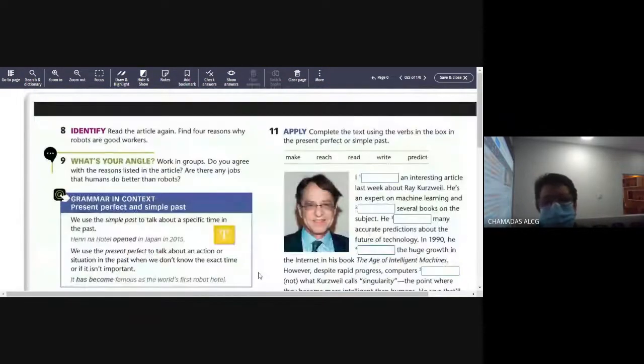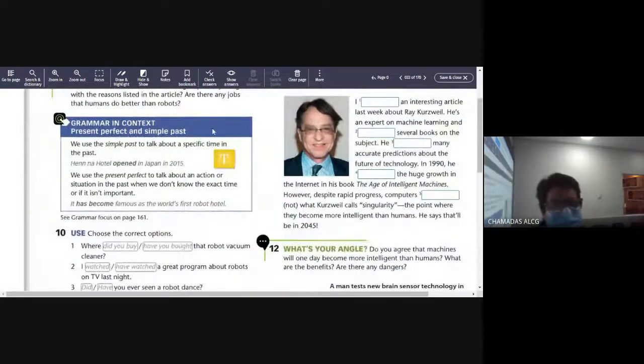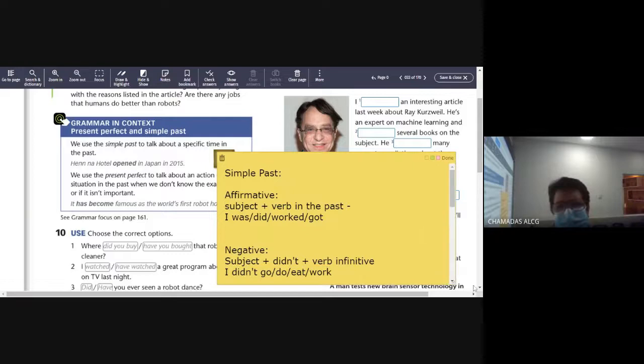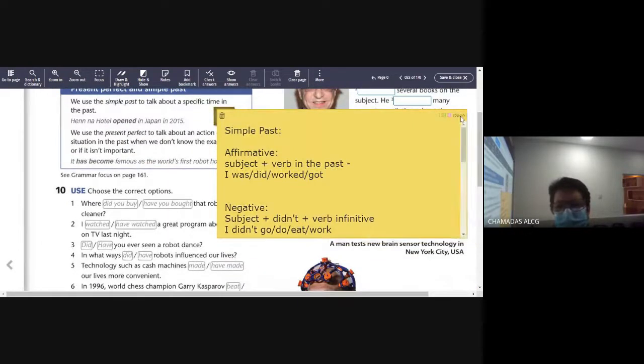Okay, good. So now the final topic we are dealing with today is the contrast between present perfect and simple past. People, do you remember we talked about the present perfect last class? So let's see, when do we use the simple past? Let's review that first of all.